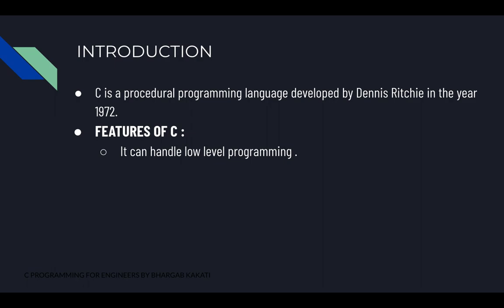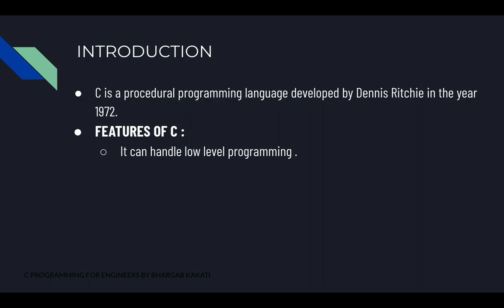The first feature is that it can handle low-level programming. Low-level programming means such kind of programming which is closer to the machine language. Now, what is machine language? I think you know that a computer does not understand the English language with which we communicate. It understands only two digits, 0 and 1. With the help of only 0 and 1, all the instructions of a computer are formed, and this language is known as the machine language.